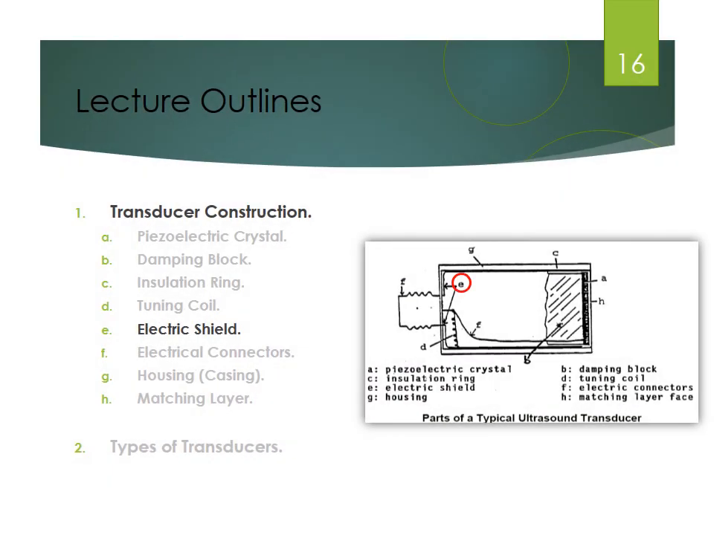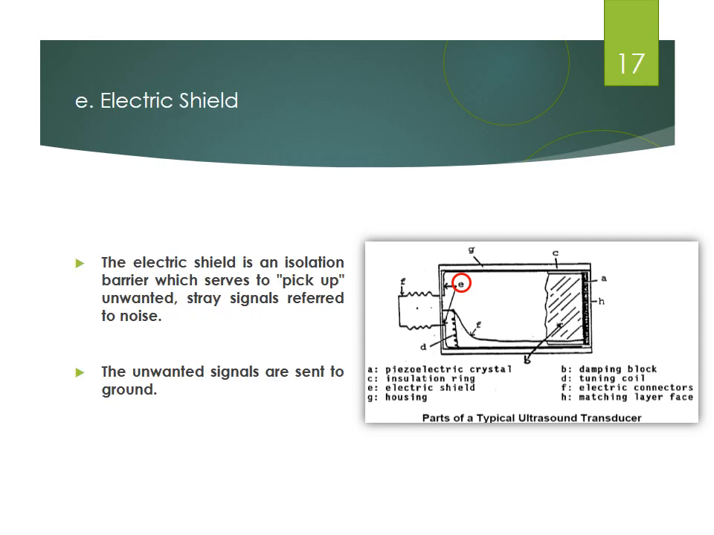The electric shield is a barrier that serves to pick up unwanted stray signals known as noise. It's worth noting that any unwanted signals picked up by the electrical shield are routed to ground.